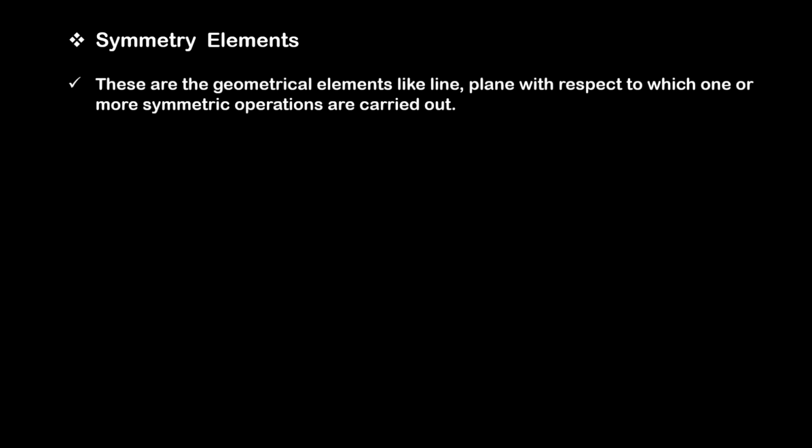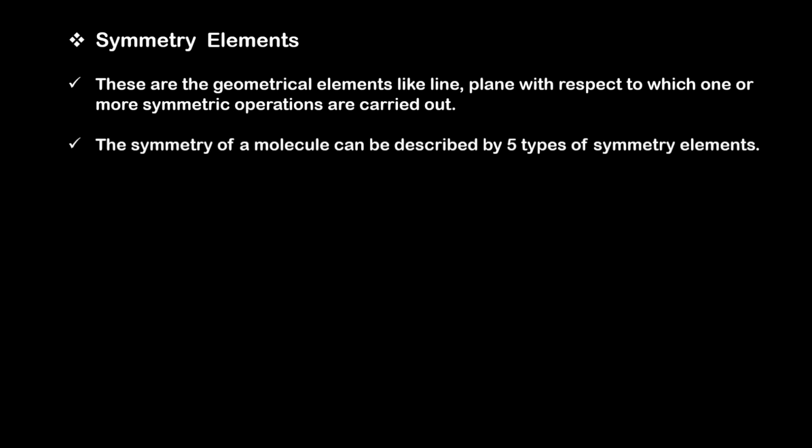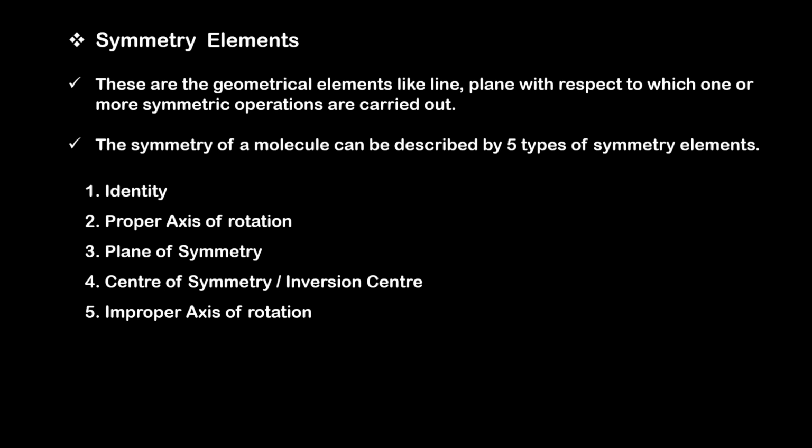Symmetry elements. These are the geometrical elements like line and plane with respect to which one or more symmetry operations are carried out. The symmetry of a molecule can be described by 5 types of symmetry elements. First, identity. Second, proper axis of rotation. Third, plane of symmetry. Fourth, center of symmetry or inversion center. Fifth, improper rotational axis.